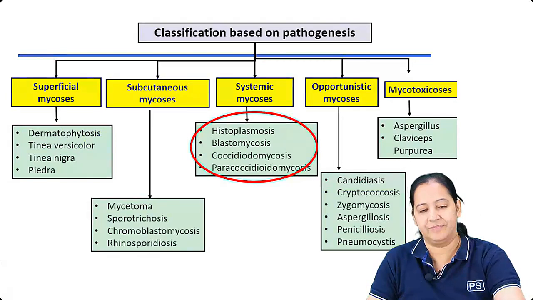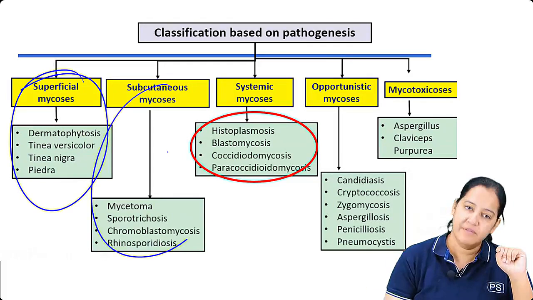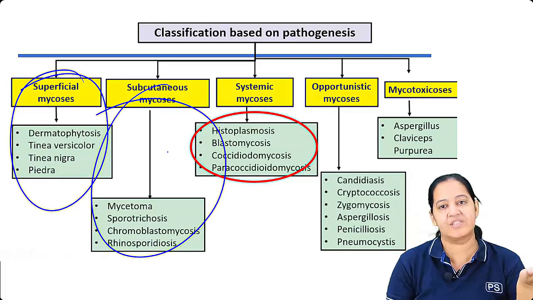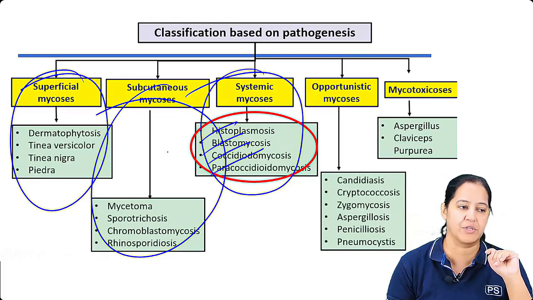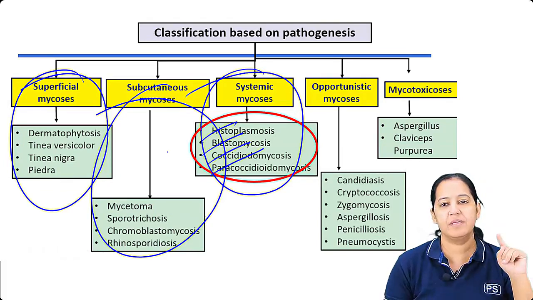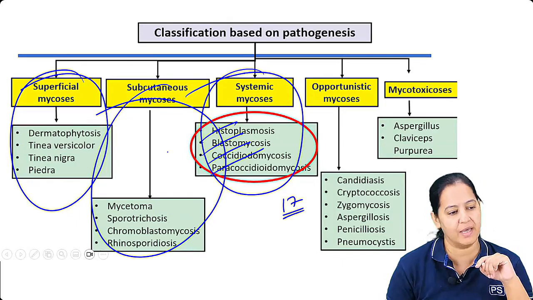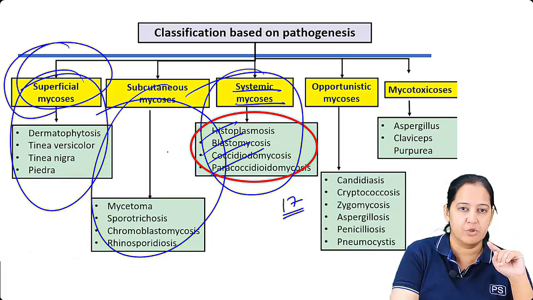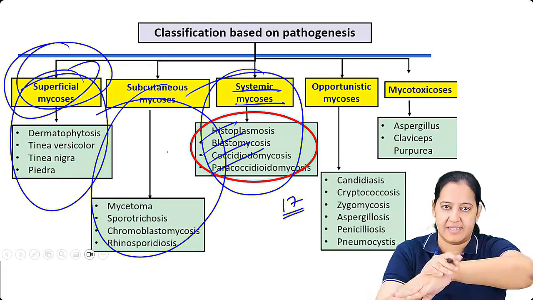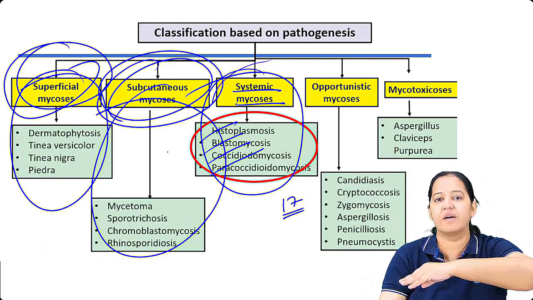We are done with the superficial mycosis. We are done with subcutaneous mycosis. Now it's time to move on to systemic mycosis, the next four fungus. Here I'm going to teach you the four fungus, histo, blasto, coccidio, paracoccidio, in sequence. Page number 17, I guess. I suggest you open page number 17 of the charts. These all are systemic fungus. These were superficial, meaning they involved the dead skin. These were subcutaneous, they involved the subcutaneous layer. And now the fungus is deep in the blood.